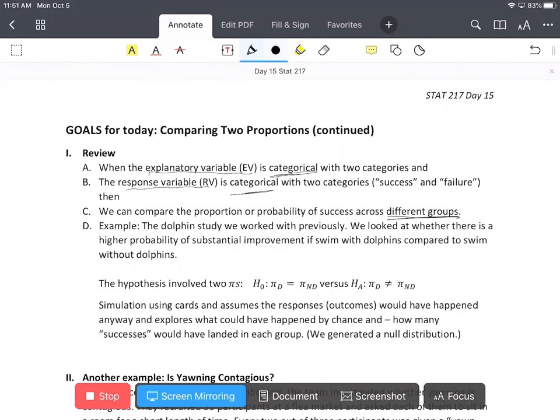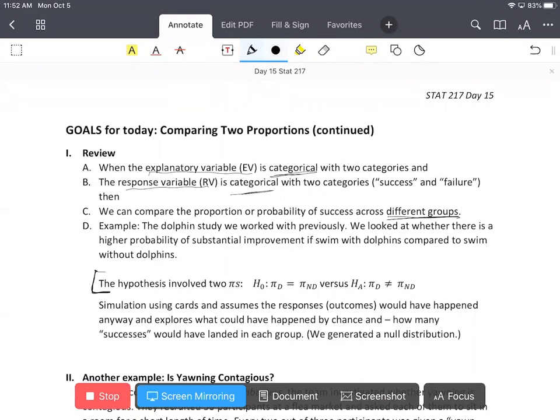Here we have two different groups, a control group and then our test group, or we looked at the dolphin group, which in this case was swimming with dolphins to see if there was substantial improvement in mild to moderate depression, compared to swimming without dolphins.